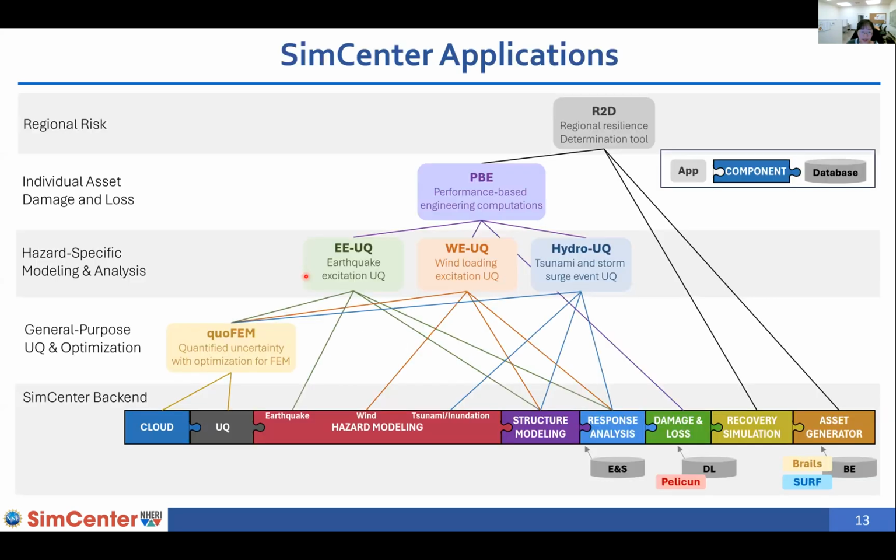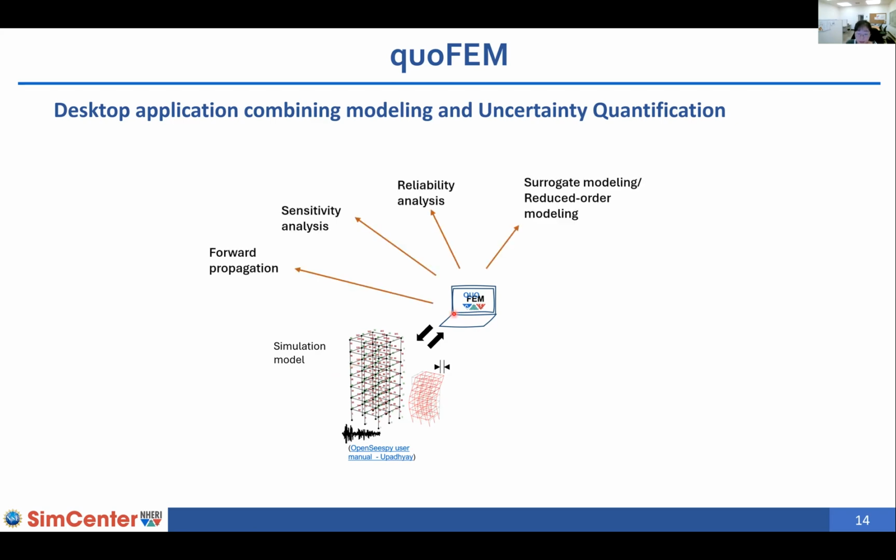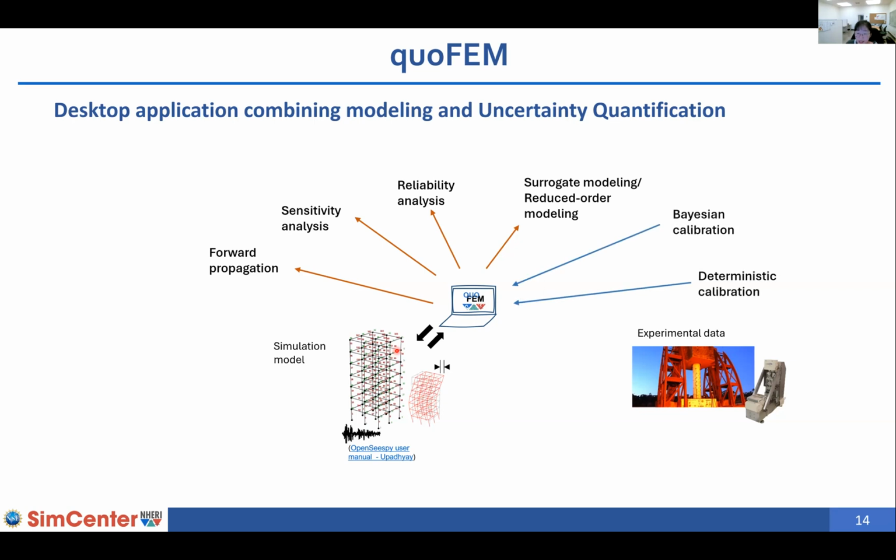So first, I would like to start with the QuoFEM tool. The QuoFEM tool is an uncertainty quantification enabling tool. It has minimum functionality but the strongest uncertainty quantification capabilities. So what it really does is a user will provide their simulation model, whether it's written in OpenSees or Python, or any other FEM software, it doesn't matter. You will import that in QuoFEM, and then QuoFEM will enable you to run different kinds of uncertainty propagation analysis. And even more, when you have experimental data that can match your simulation model, you can bring that in and then perform Bayesian calibration or deterministic calibration.